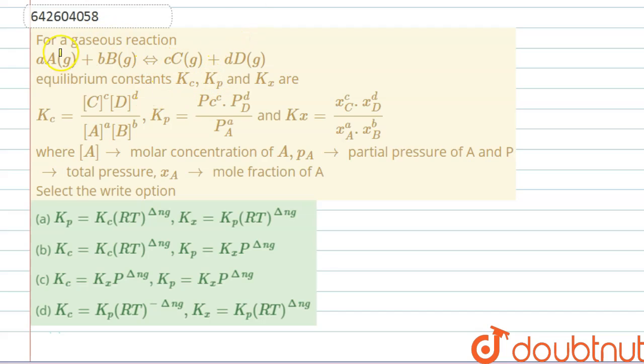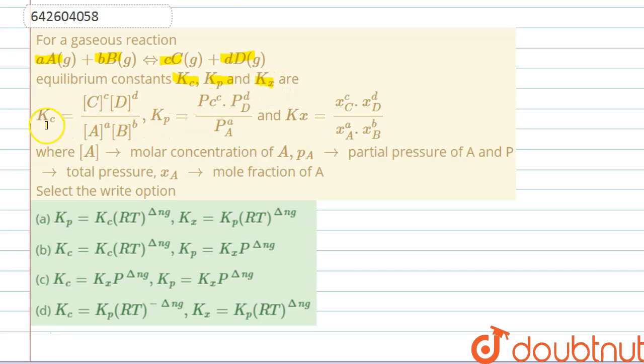Hello everyone, let's start this question. In this question we are given the reaction a plus b is in equilibrium with c and d. Also we are given the equilibrium constants Kc, Kp and Kx. Here Kc is with respect to the concentration, Kp is with respect to the partial pressure and Kx is with respect to the mole fraction.